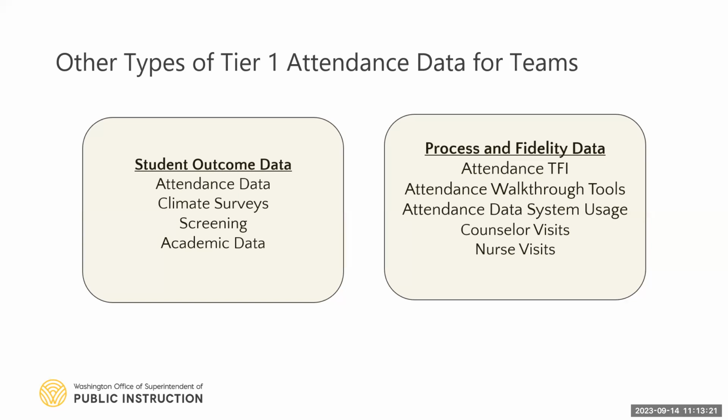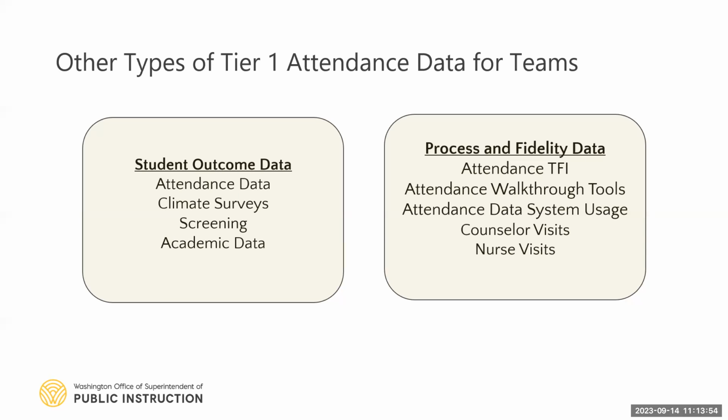You can also do your climate surveys, any kind of screener data you can do in combination with that. Some folks do screeners that have a few attendance questions in there, so you can get some universal trends of where kids may be hitting barriers for attending school. Your academic data, so like I said, your 9th grade success team, they have a pretty clear picture of who's academically making it and who's not, and combining that with your attendance outcomes is really powerful information.